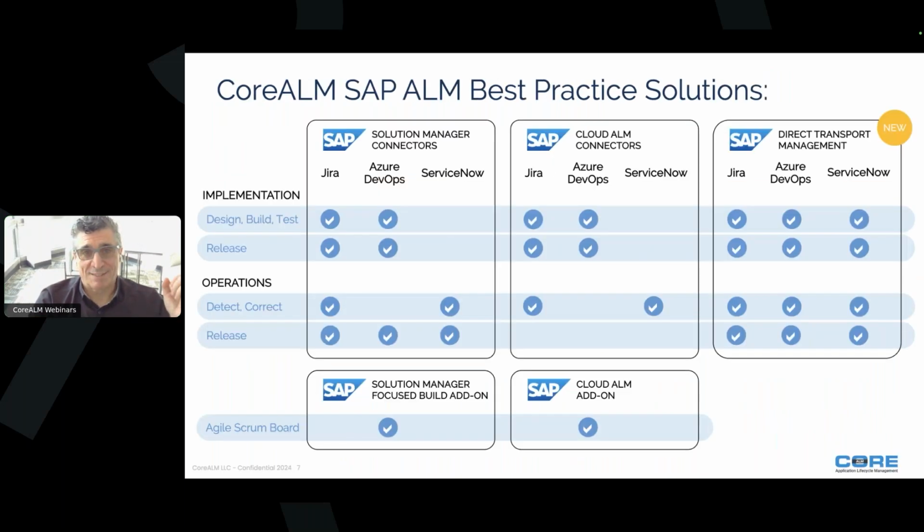We have many different products that fit into that application unification layer. Solution Manager connectors, if you're still using, let's say, Focused Build or ChaRM, which many of our customers still do. Cloud ALM connectors, which allow you to take advantage of the latest and greatest. And then, of course, the direct transport management capabilities we offer, which allow you to take the features of ChaRM, which aren't yet fully robust in the Cloud ALM product, and embed them directly into your tool of choice.